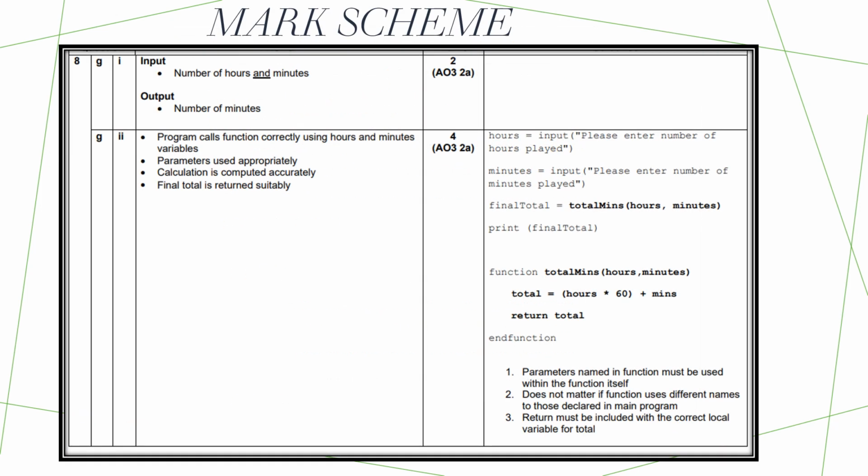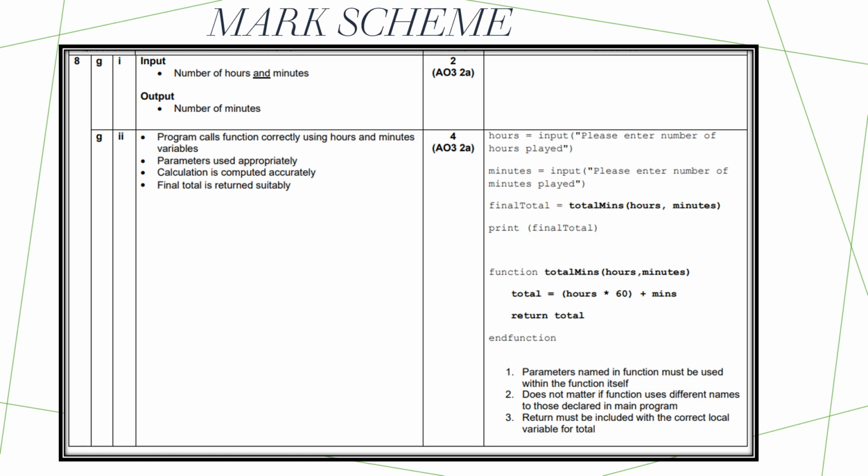So 8G part 1, one of the most ridiculous questions I have seen, is basically asking you what the input and output used to be. Incredibly easy question, but worded very confusing. So literally all you needed to say is that the input needs to be hours and minutes and the output is number of minutes, which is blatantly obvious, but the way the question was worded is confusing. So hopefully you managed to see between the lines there, and that was worth 2 marks.